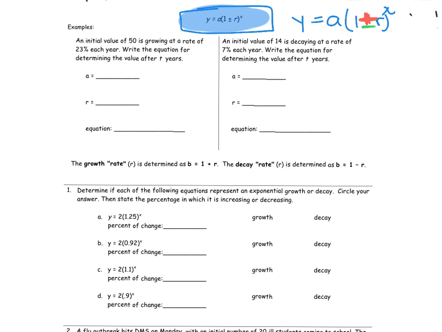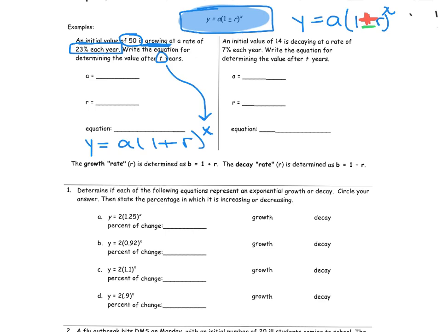We have the initial value of 50 is growing. So when you see growing, I'm going to write down that formula. Y equals a times 1 plus, because it's growing, to the x. Okay, 1 plus r to the x. We know it's growing at a rate of 23% each year. We want to come up with the equation after t years. So instead of using x, we're going to use t.